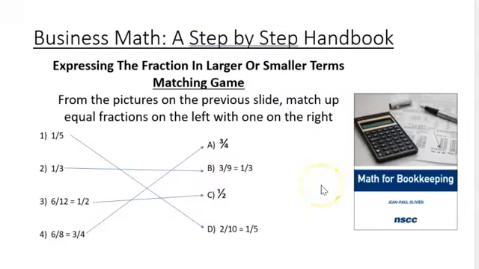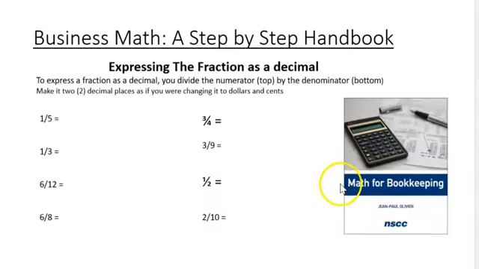Okay, so you can see here where number 1, the 1/5, matches to D, which is 2/10. You can see that number 2, 1/3, matches with B, 3/9. Number 3, 6/12, reduced is a half, so that matches up with C, which is 1/2. And 4, which is 6/8, can reduce down to 3/4, and that matches with A, which is 3/4.